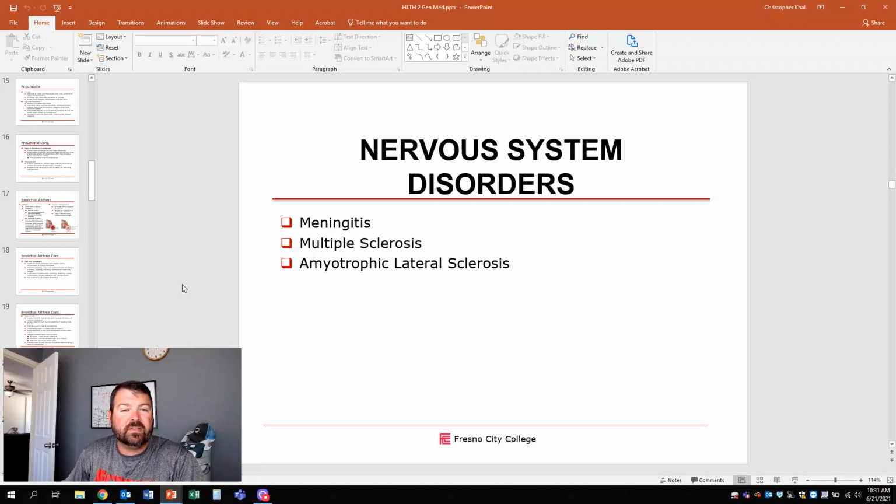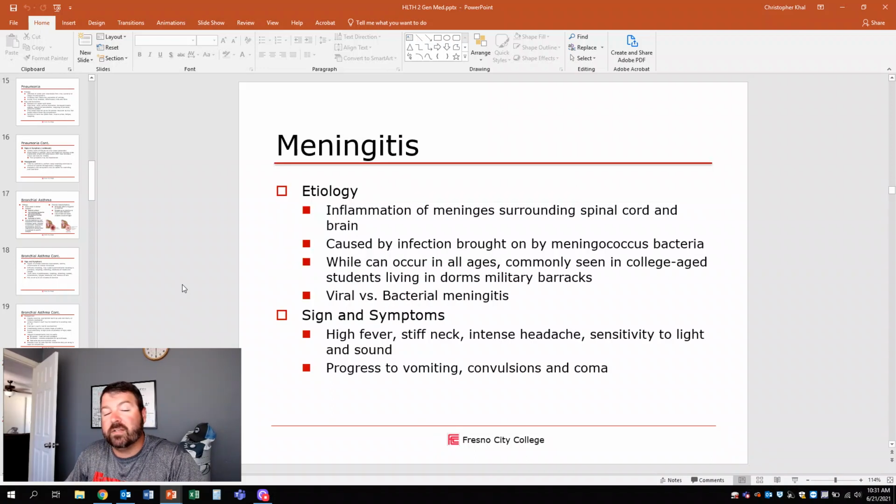All right. Now, a few nervous system disorders. First, we'll talk about meningitis. Meningitis is inflammation of the meninges, which is a kind of connective tissue, if you will, that surrounds the spinal cord and brain. There are different layers of your meninges. It keeps it isolated from everything else, prevents bacteria from getting in, and keeps all your cerebrospinal fluid in.